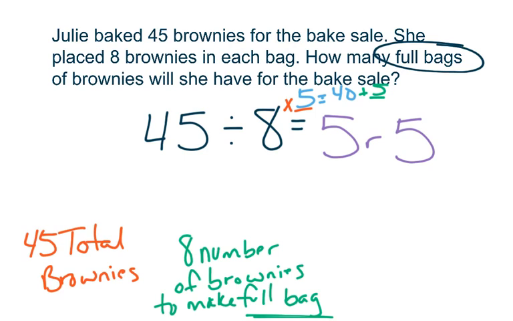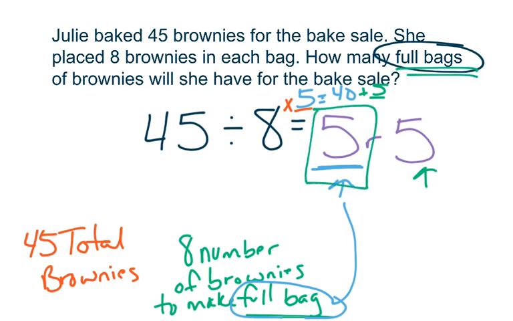In this case, they're both 5s, but it's important for me to know which I am going to use. I want my full bags, and we talked about how my quotient represents the total number of full bags that I have. My other 5, in my remainder, represents what's left over. My question is asking me for full bags, so I'm going to be using my quotient. So this problem is a use the quotient problem.